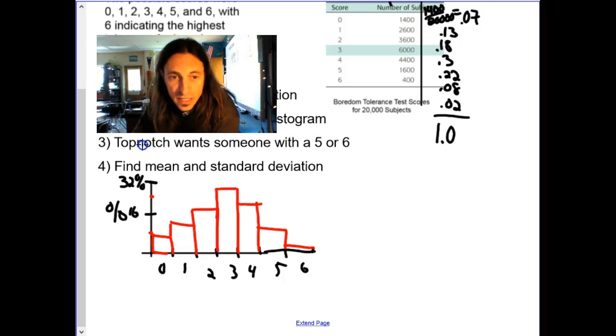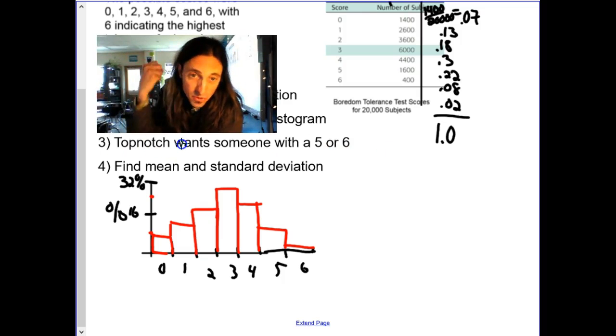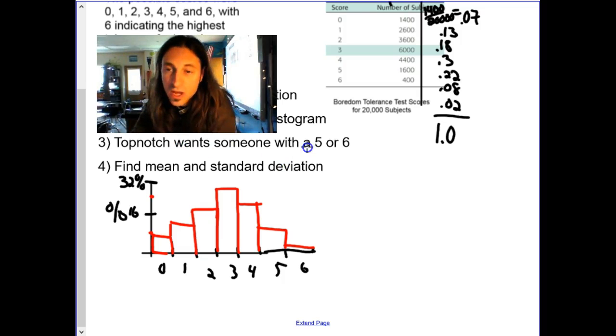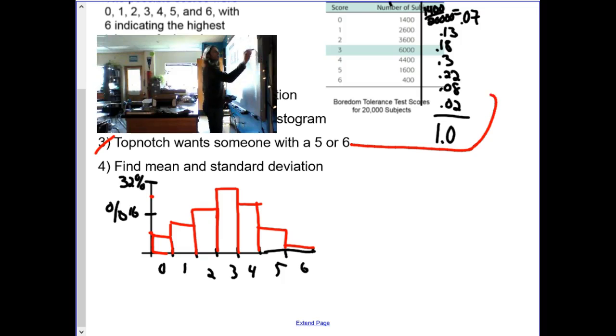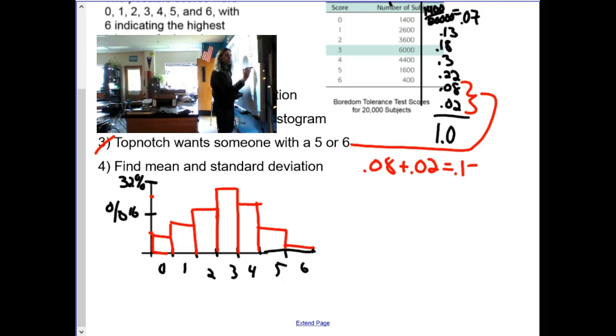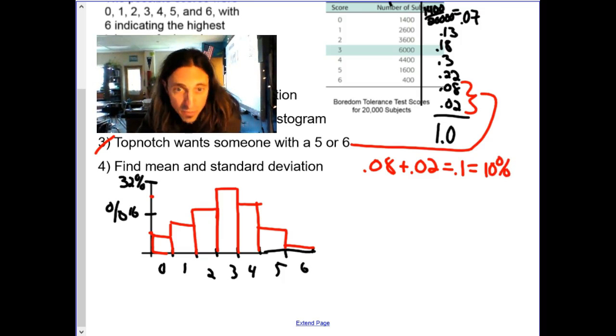Now, what's the probability of getting someone with a 5 or 6? If they're randomly pulling people and hiring them, what's the chance of getting a 5 or 6? Well, I could add those probabilities together. So for this question, I'm adding those together. This would be 0.08 plus 0.02, and there's 0.1, which is 10%. So if an applicant is selected at random, there's a 10% chance of getting someone who is either a 5 or a 6. Sweet.